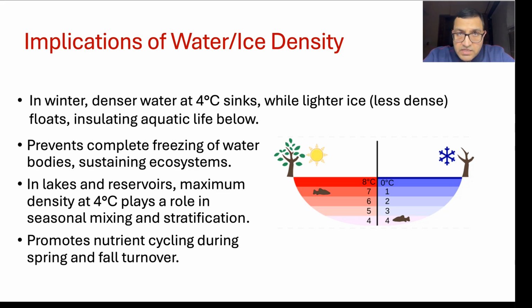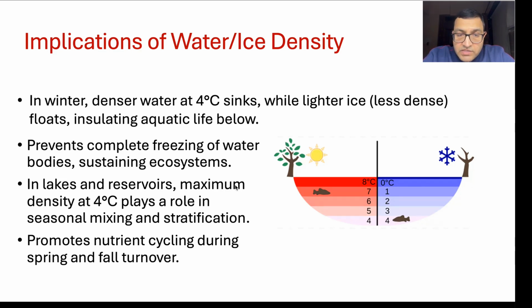One very obvious one is that this is what makes ice float and not sink. Usually any solids, any rocks, sink in water. But ice, being less dense than water, will float on water. As we know, ice floats in water. So in winter, the denser water at 4 degrees Celsius sinks, while lighter ice floats, which insulates the aquatic life below. So it prevents complete freezing of water bodies, and it leads to sustaining ecosystems. That has a big contribution towards that.